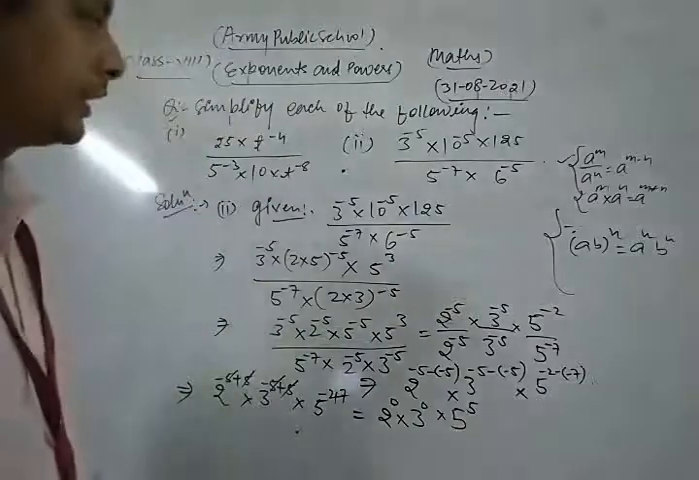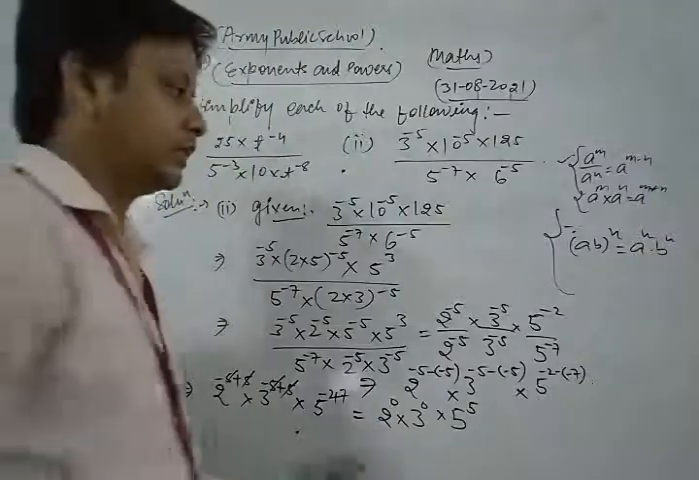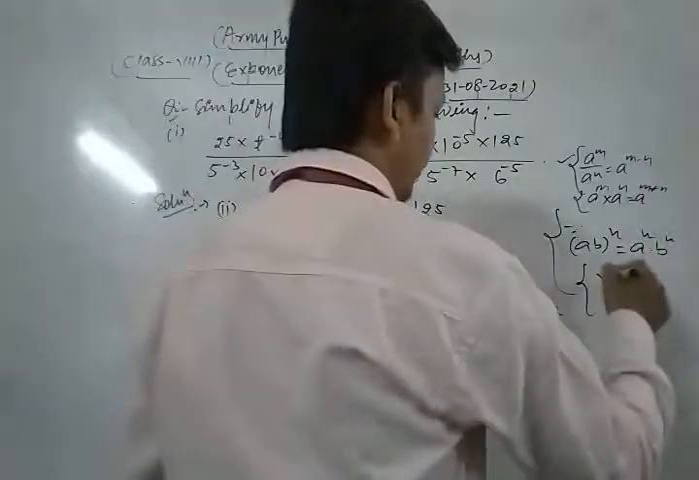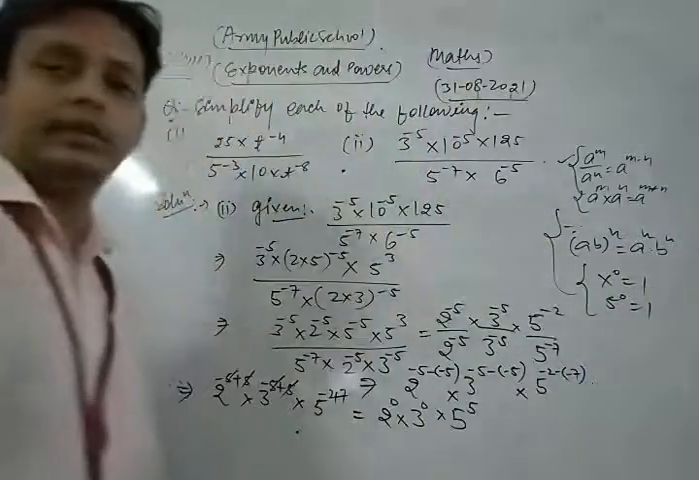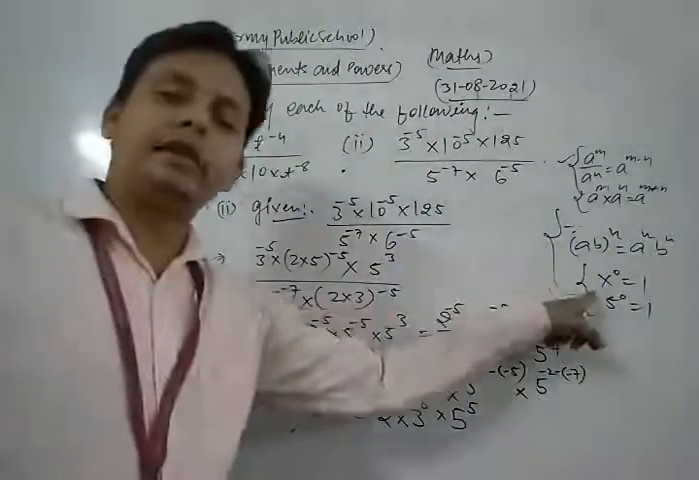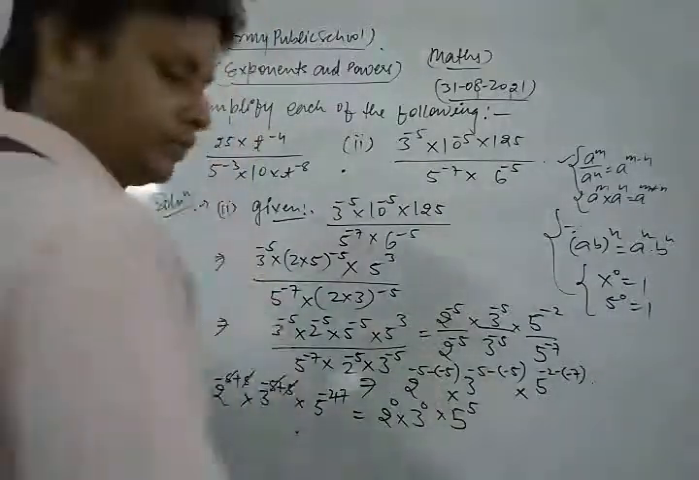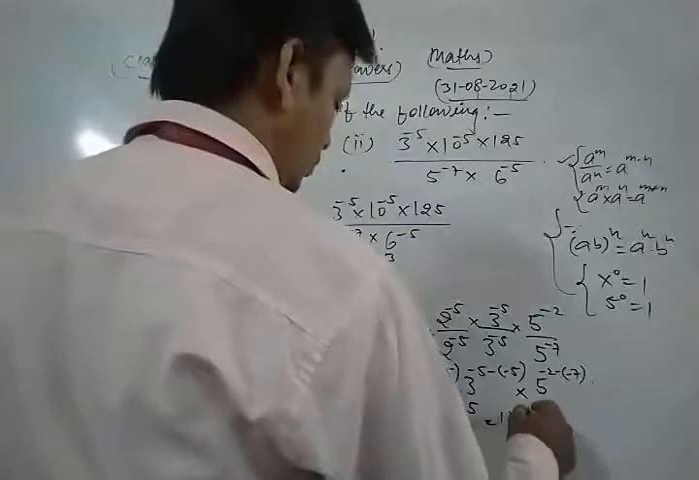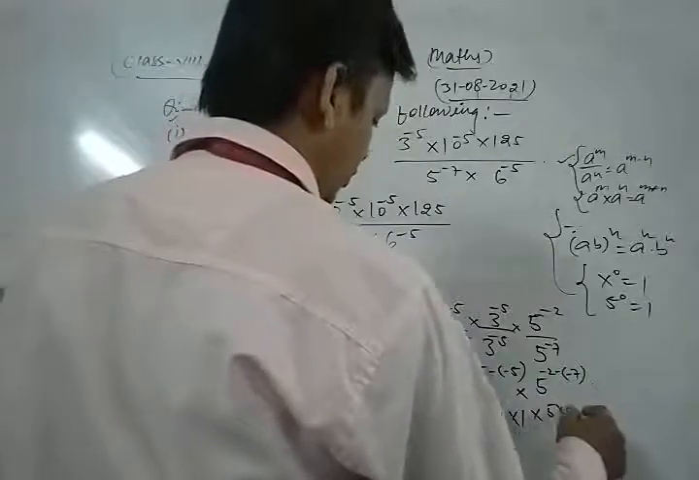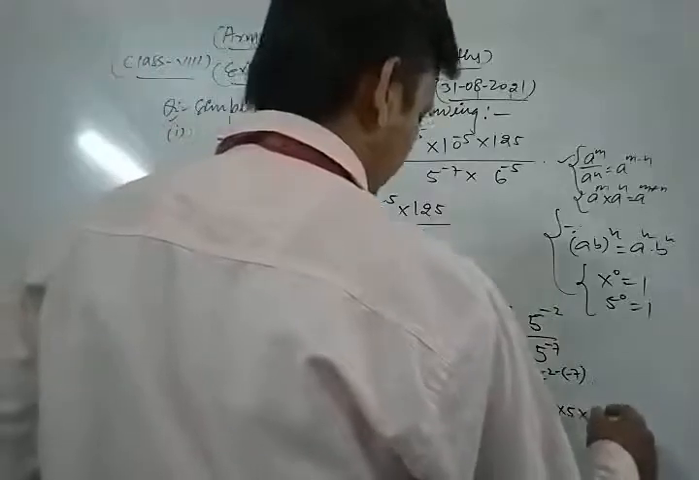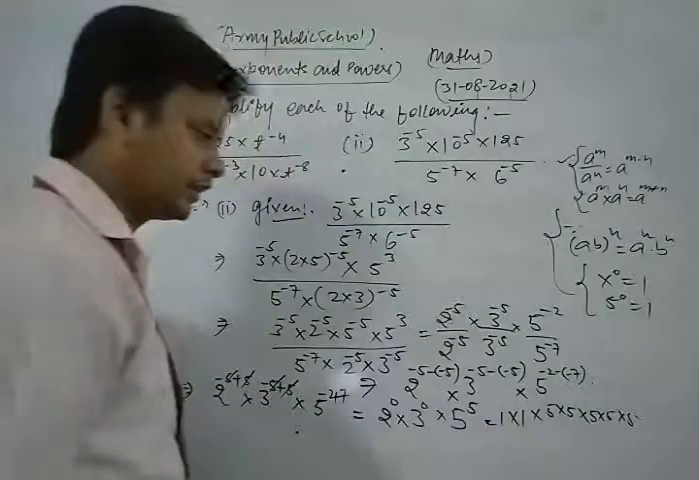Now you know that if the power of any number is 0, then its value is 1. We already discussed that. If the variable or any number has power 0, then its value is always 1. Here x may be a variable or constant, anything. So we have 1 into 1 into 5 into 5 into 5 into 5 into 5. Just by multiplying them, we get our result.